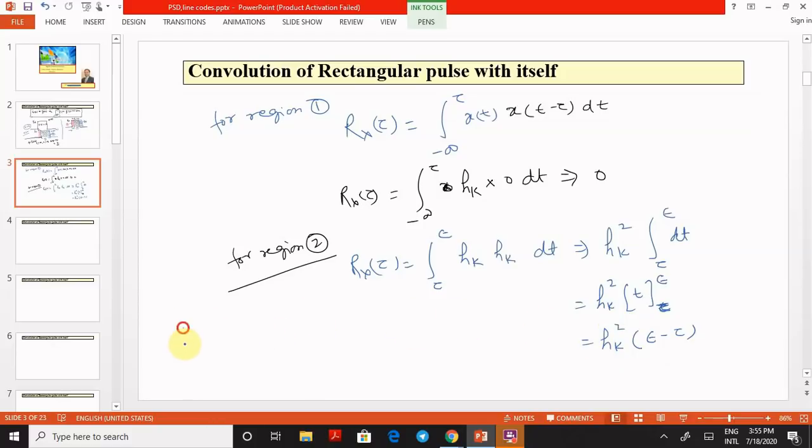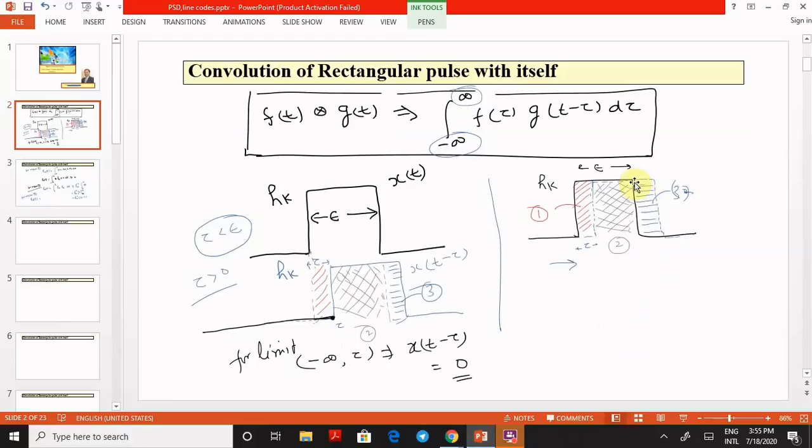And for reason number 3, again we can calculate the value of autocorrelation or convolution, whatever, right? So we can simply write down, this is for reason number 3. For reason number 3, the limit will be from epsilon to infinity, right? For all values from epsilon to infinity, the value of this pulse, this function x(t), is always equal to 0, right? So nothing to say about it, the value is equal to 0.